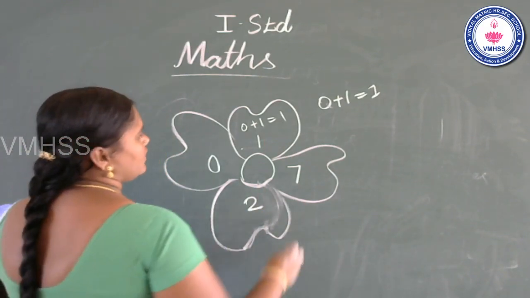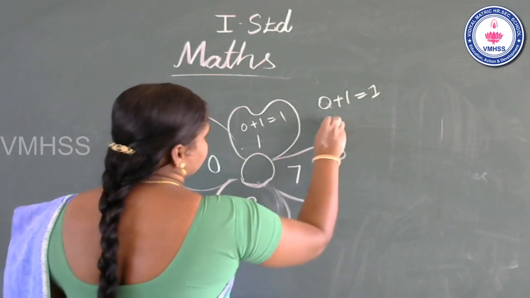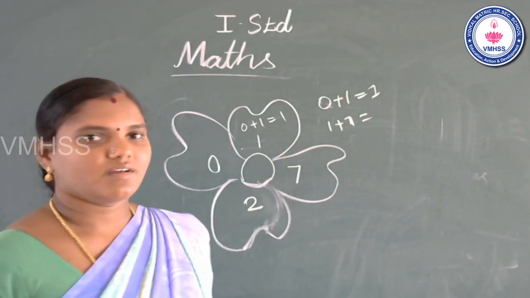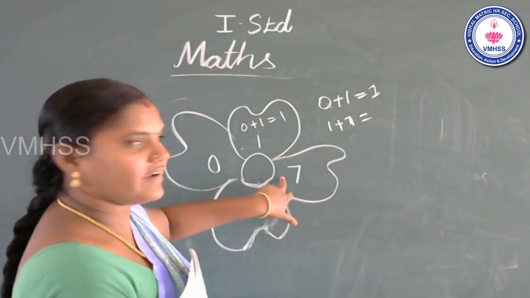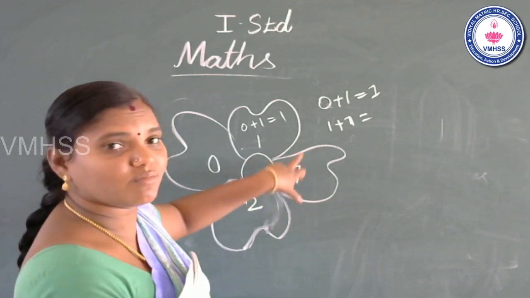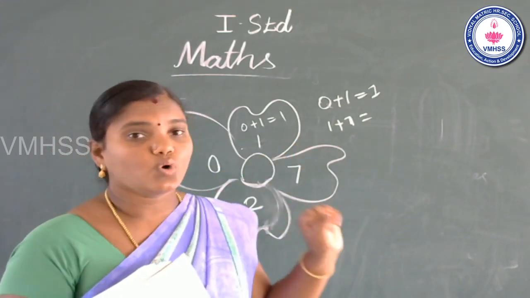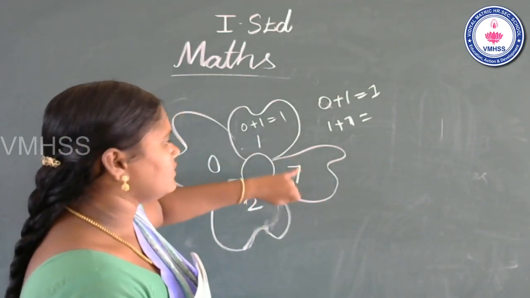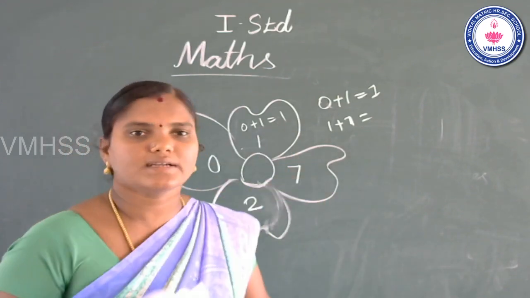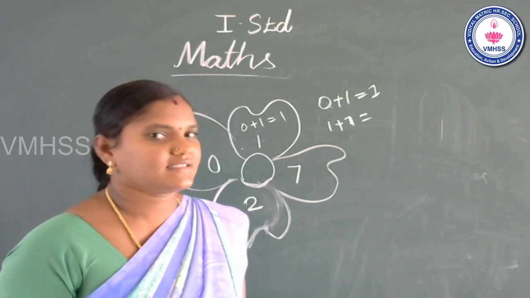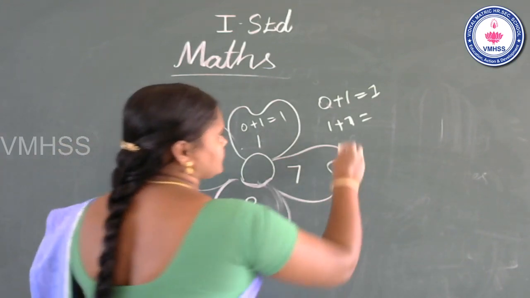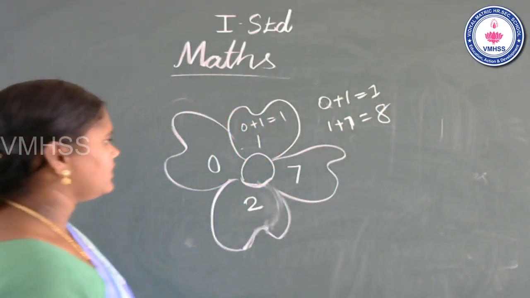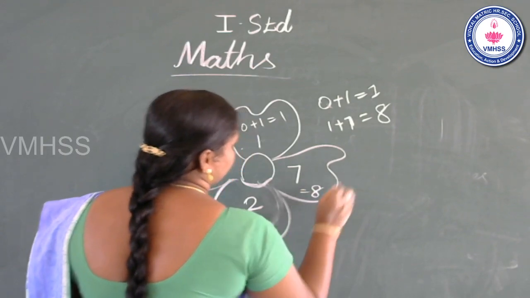Now, 1 plus 7. 1 plus 7 is equal to, what is the answer? Count the 1 plus 7. Students, 1, 7. 1 plus 7 is equal to, what is the answer? Yes, 8. Very good. The answer is 8.